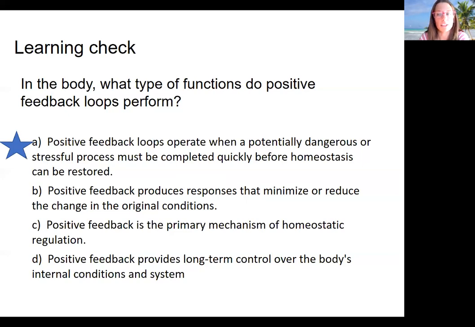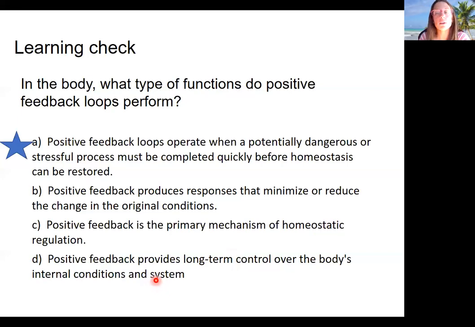All right, so the answer was A. They operate when a potentially dangerous or stressful process must be completed quickly before homeostasis can be restored. So they are involved in completing processes, as opposed to all the other options here, which are more related to negative feedback. Primary mechanism for homeostatic regulation, that's negative feedback. Long-term control over the body's internal conditions, that's negative feedback.